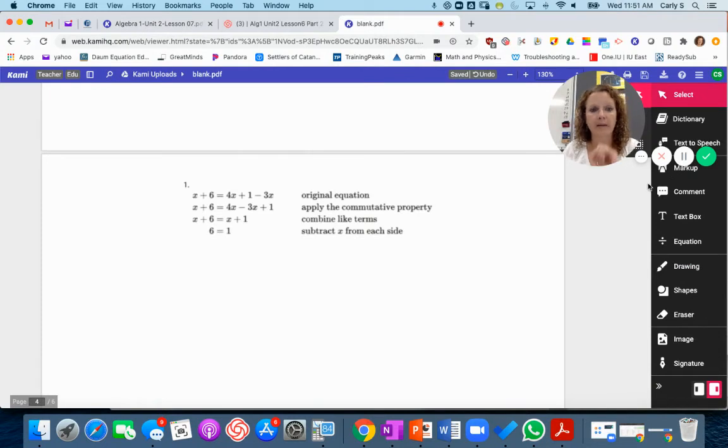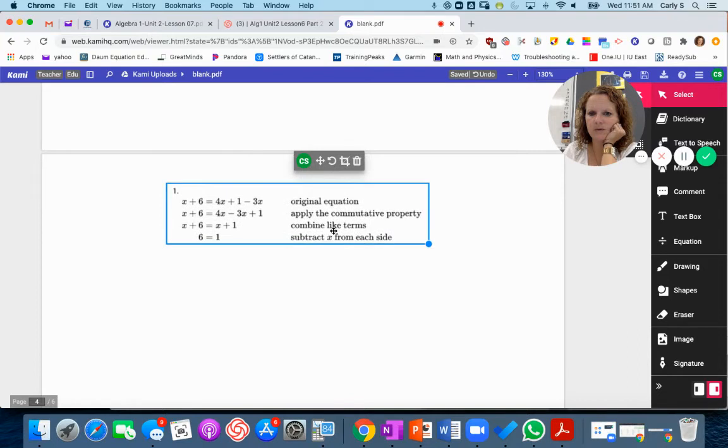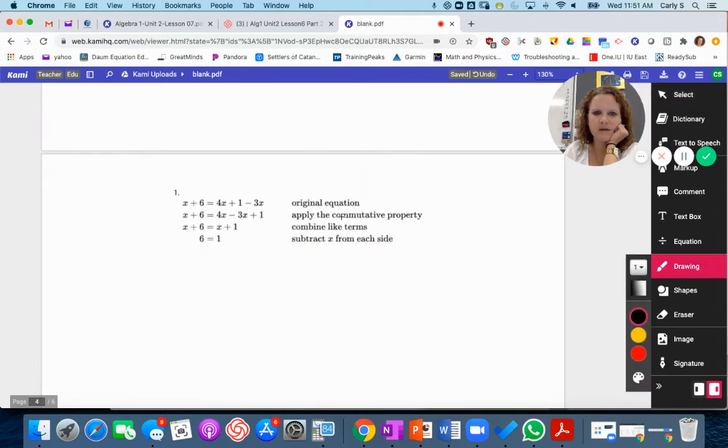All right, I needed more paper again, so we're back over here. All right, so we're analyzing what Noah did. We have our original equation. First, Noah applied the commutative property. All the commutative property does is reorders. In this case, addition and subtraction. So we have negative 3 and we just reordered it.